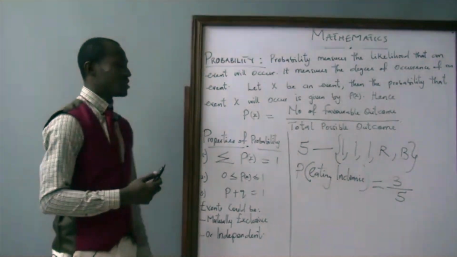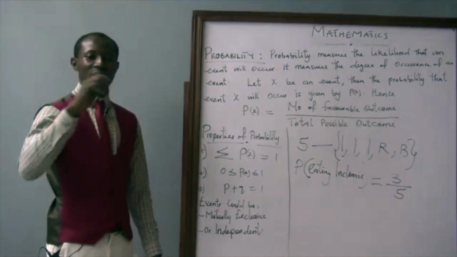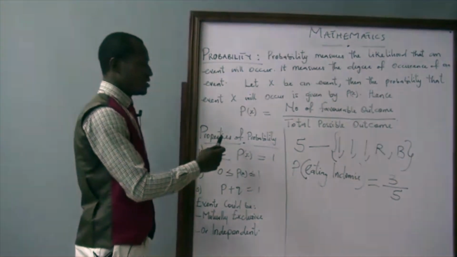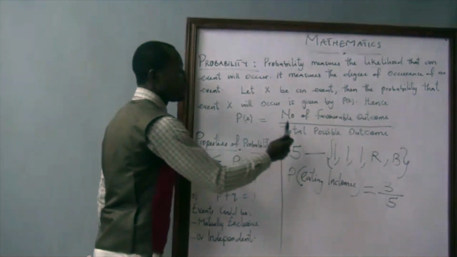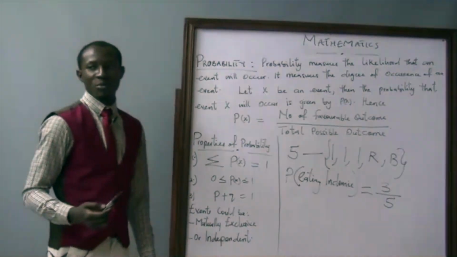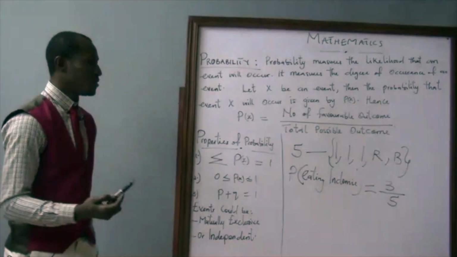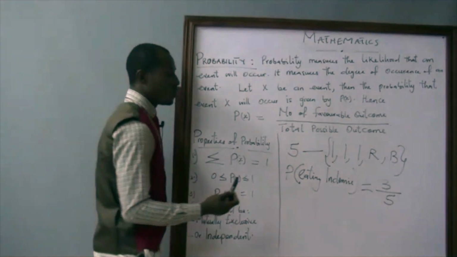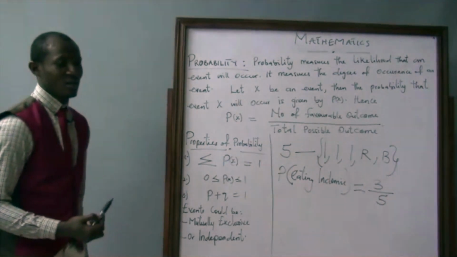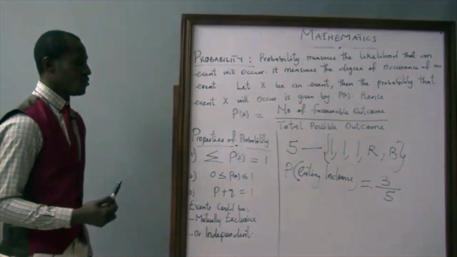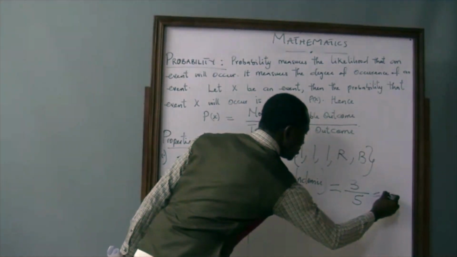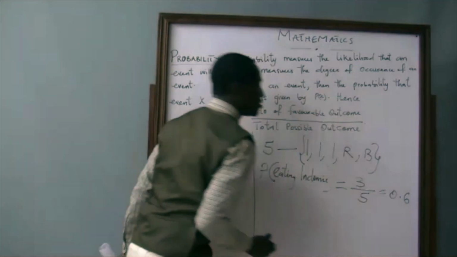And this definition is essential and very important in every aspect of probability. Always note that probability of an event occurring is the number of favorable outcome, number that favors that outcome, divided by the total possible outcome that we have. So definitely, probability is always in form of a fraction, where the denominator is bigger and the numerator is smaller. We could also express it in a decimal form, because this will give us 0.6.